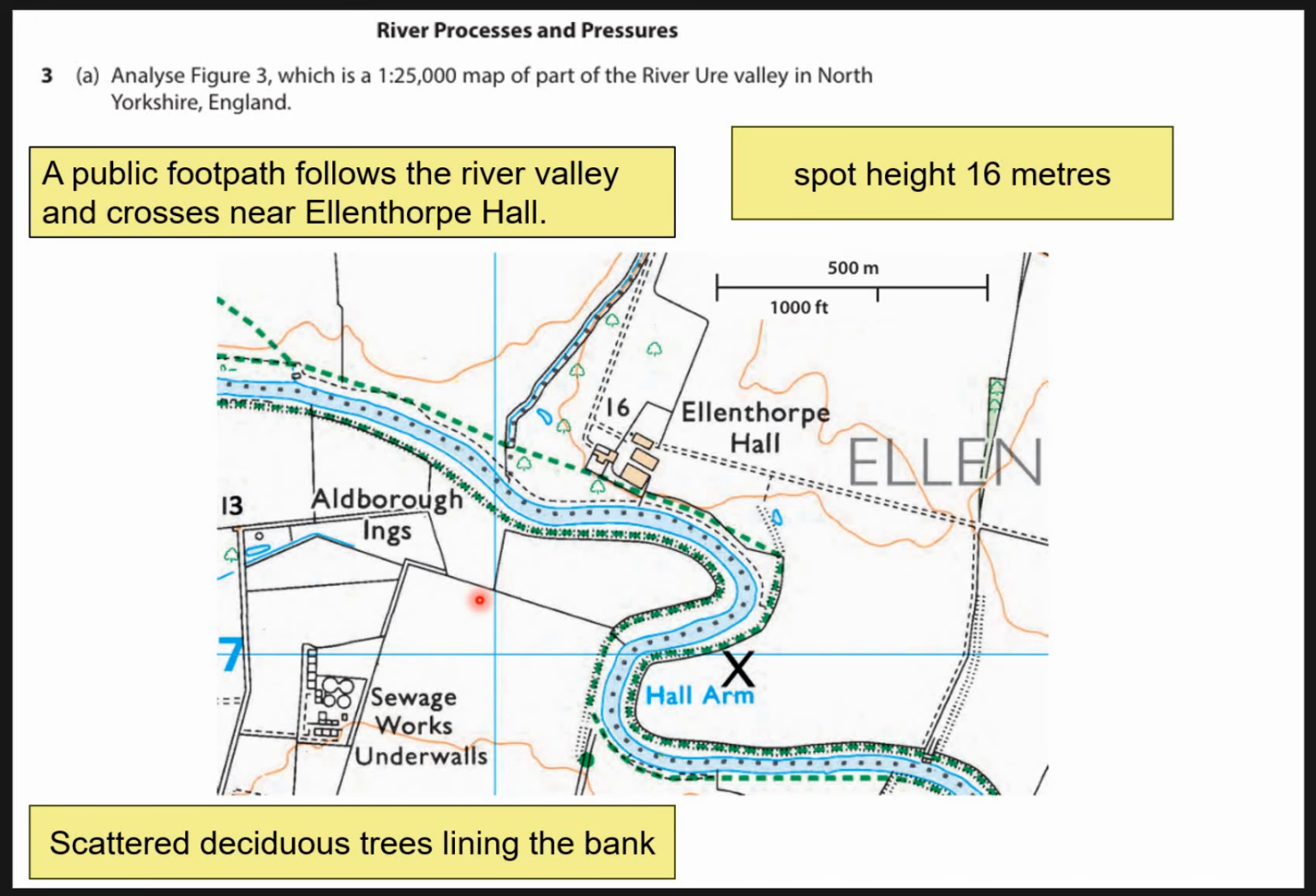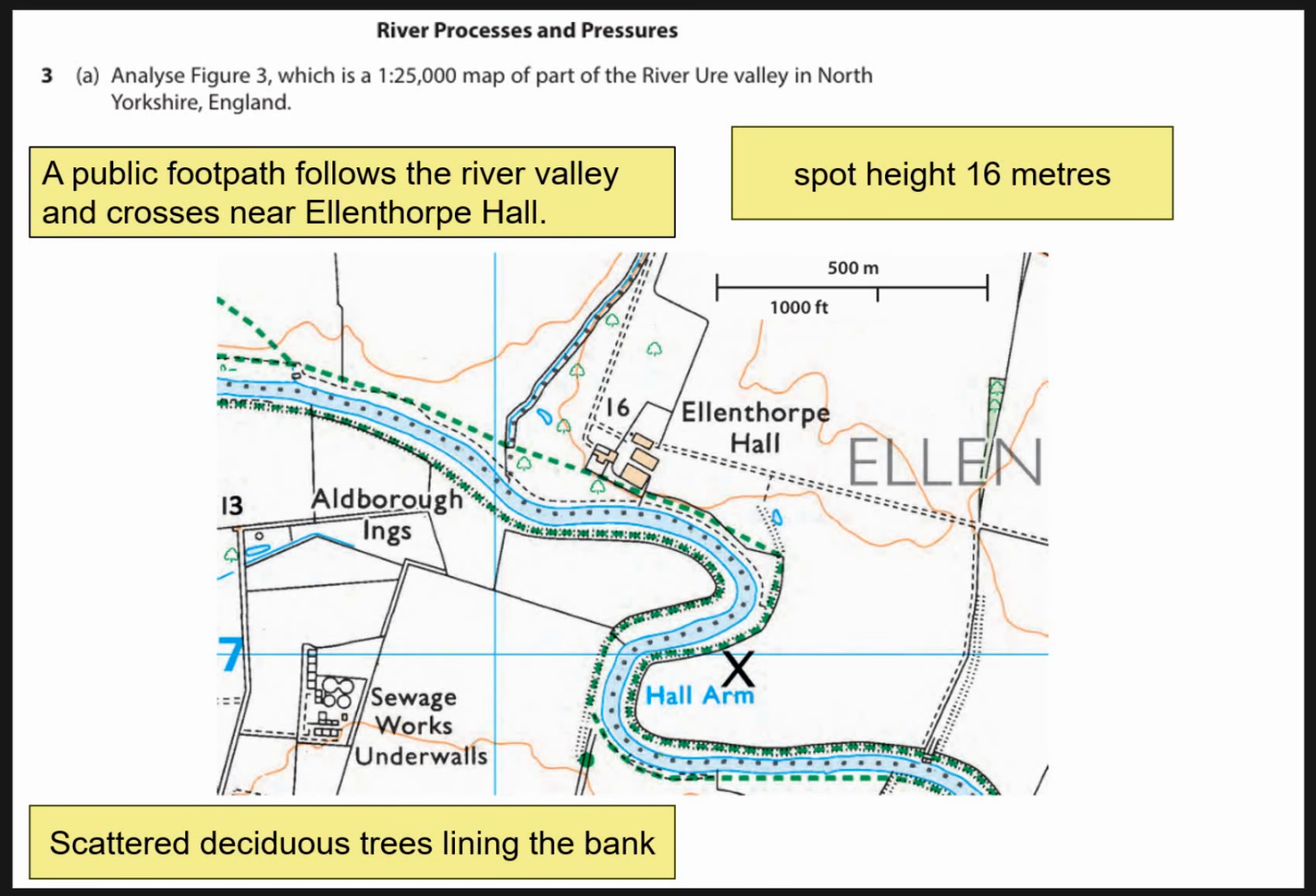Along the river banks we can see some deciduous trees, so there's some natural vegetation. There's also a public footpath, so maybe the valley is used for some leisure and recreation. Human features: Ellenthal Hall, which I mentioned, and the sewage works here. So this is a lowland river landscape. We've got meanders, floodplains, farmlands, vegetation, and some scattered rural developments over here.